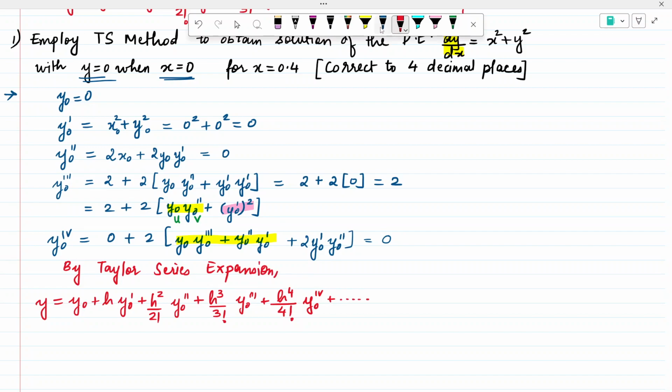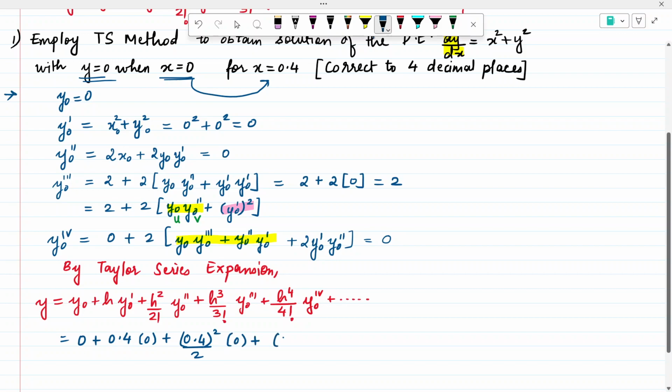Okay. Let's substitute the values. y0 ki jagah pe 0. H ke jagah pe 0.4. Correct, no? H is 0.4. This is the difference, H. y0 dash is again 0. H square is 0.4 square divided by 2. y0 double dash is again 0. Cube would be 0.4 the whole cube divided by 3 factorial, which is 6, and this is 2. Next term is 0.4 raised to 4 divided by 4 factorial, which will be 24, and again you will have a 0.